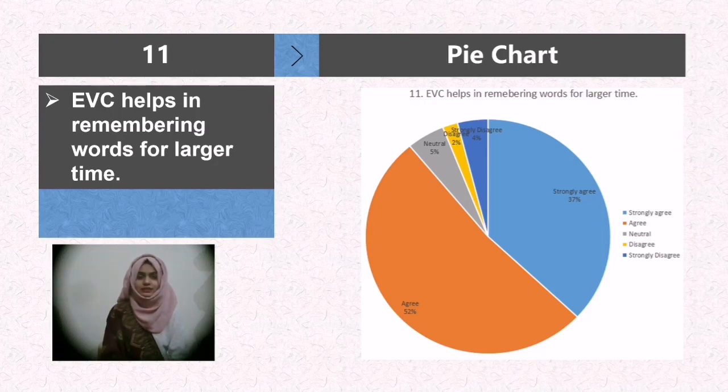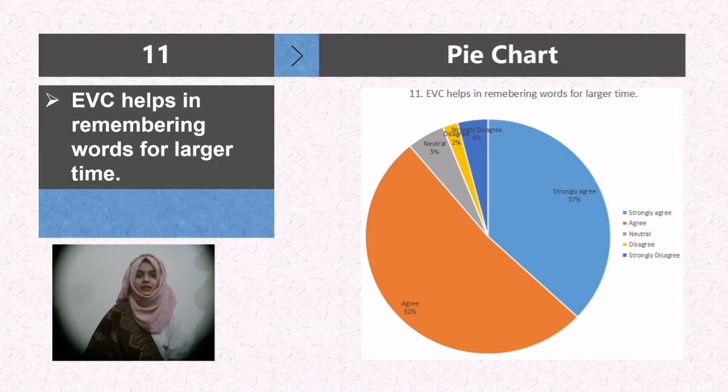by students were as follows: 37 students stated strongly agree, 52 students said agree, 5 students were neutral, 2 students were favoring disagree, and 4 students narrated strongly disagree. So this shows that EVC is better in learning vocabulary as it helps in remembering vocabulary items for a larger time, and it helps in retaining meanings and context.